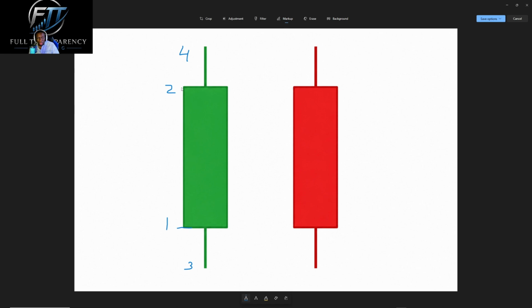Position 1, start of the candle. Position 2, end of the candle. Position 3, lowest point of the candle. Position 4, highest point of the candle. But position 2 right here is where the market closes.